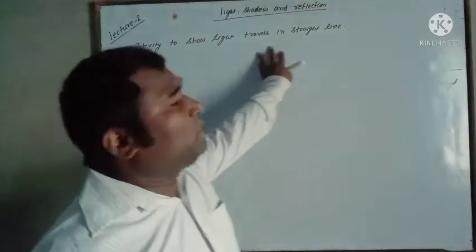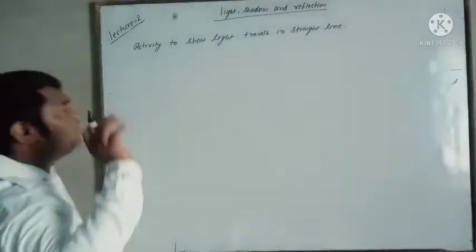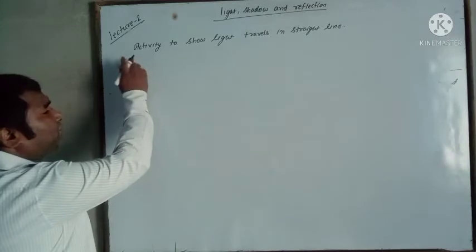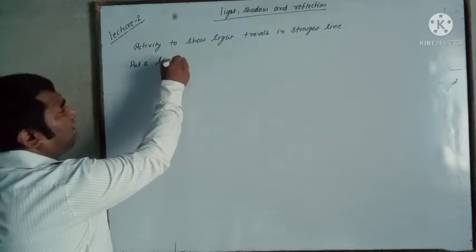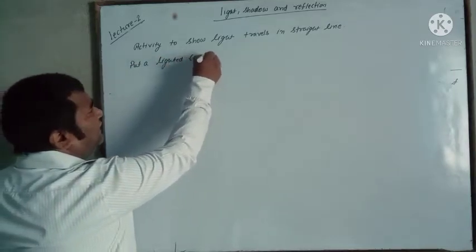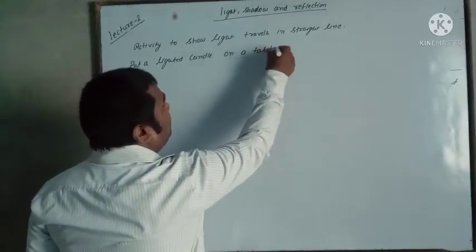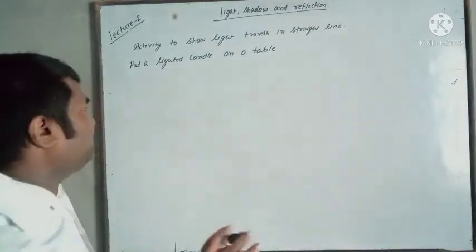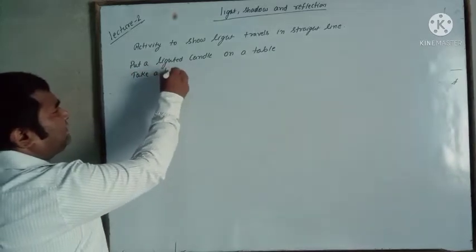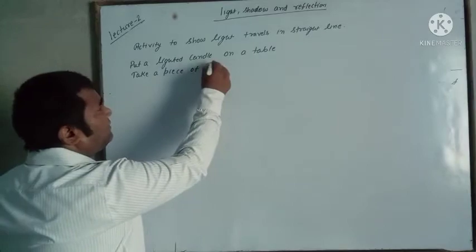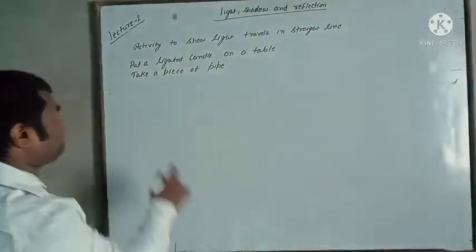Chaliye, so activity to show light travels in straight line. So, first point, what you have to do for that, you have to put a lighted candle on a table. Ek table pe jalta hua momabatti rakh dena hai. Next, take a piece of pipe. Ek pipe ka ek tukda lena hai.